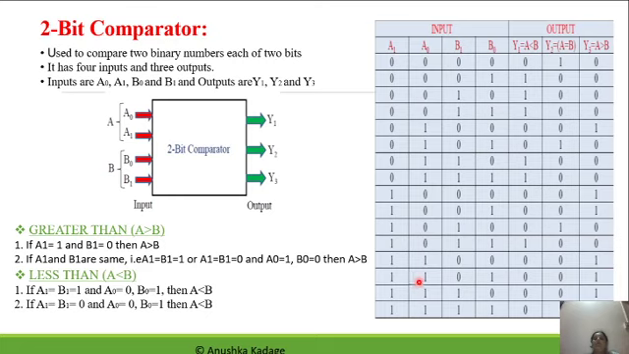In the next input combination of 1101, A and B at LSB are equal. So if they are equal at LSB, we have to look for MSB values, and MSB value of A is greater than MSB value of B, and that's why it will be written as the output 1 for A greater than B.